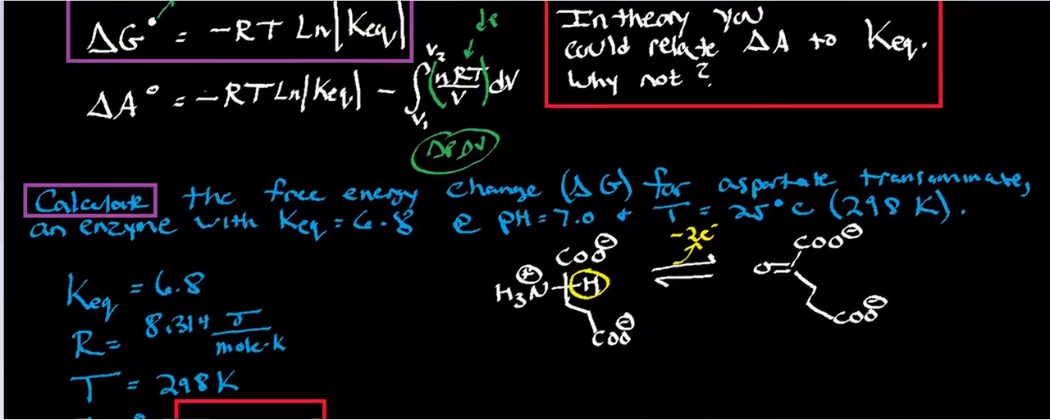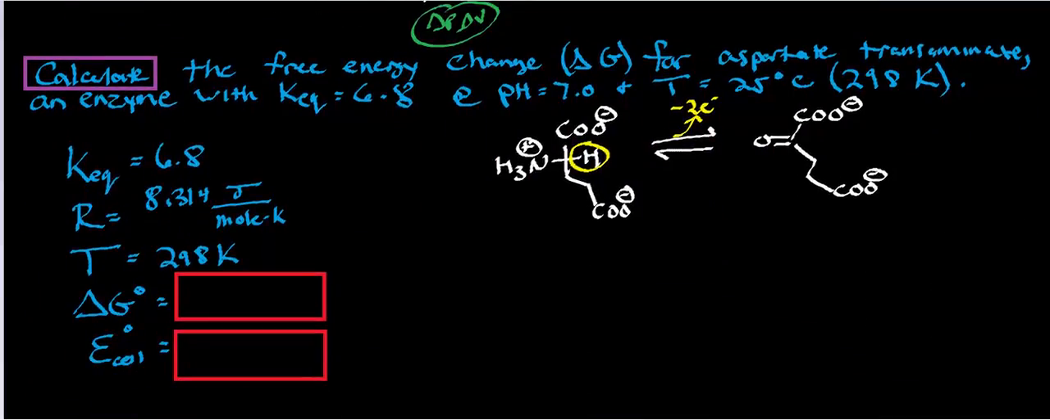So now, to give you an example of how this would be used in a biological system, let's do an example problem. And I'm actually going to do this with real numbers here, so I have my calculator right here where I'm sitting. What we want to do is calculate the free energy change, and by the way, it's the standard free energy change because we're at equilibrium, for aspartate transaminase, an enzyme with a KEQ of 6.8 at pH 7 and temperature equal to 25 degrees Celsius, which is about 298 Kelvin.